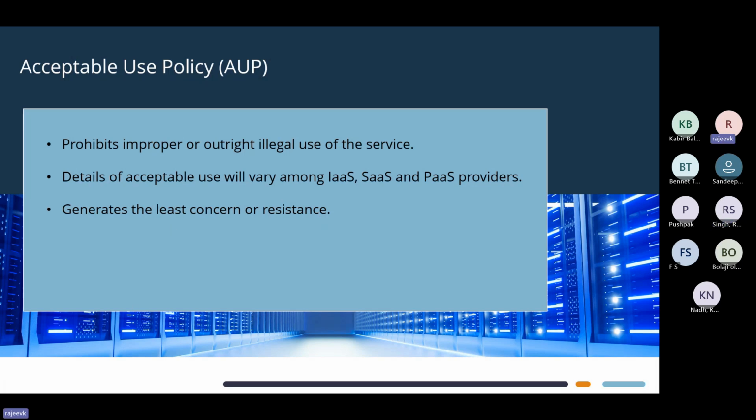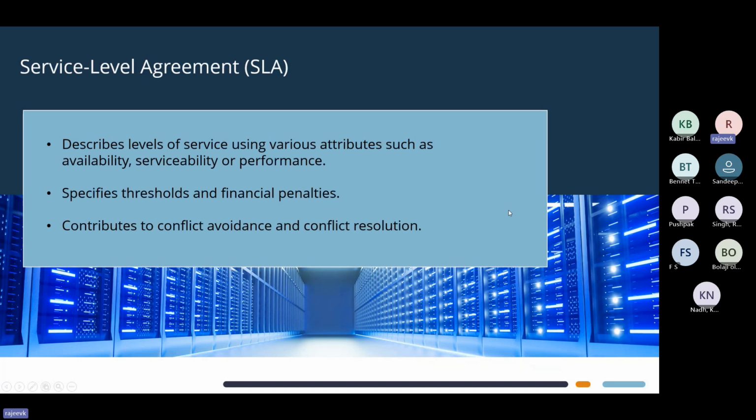Okay, so understand the acceptable uses, and also understand the service level agreement: what your expectation is and what the provider is offering you, right? But apart from that, you also have to look at some documentation. Right now we'll not discuss the documentation, because that is going to be heavier. But for now, understand that the Cloud Security Alliance offers one document called CAIQ, the Consensus Assessments Initiative Questionnaire.